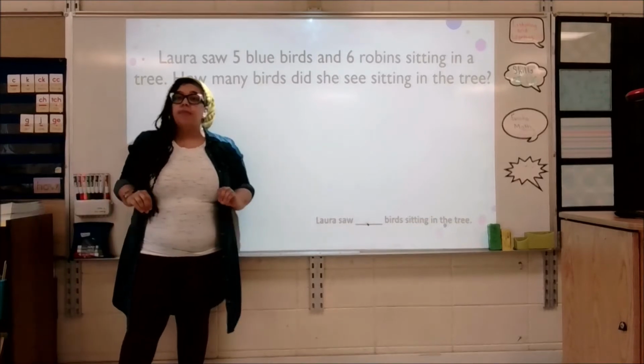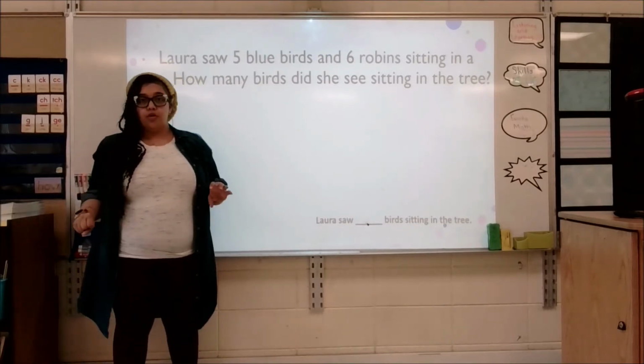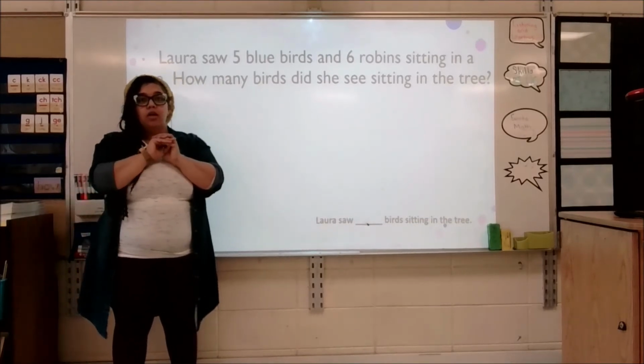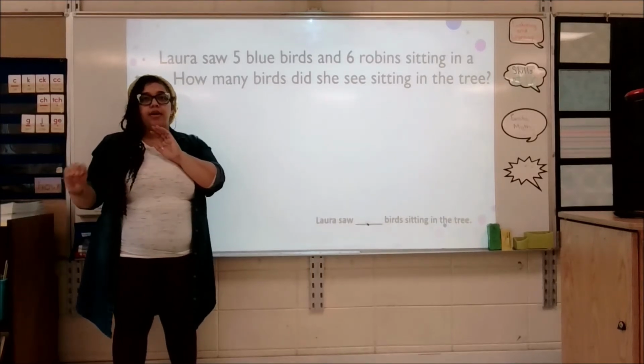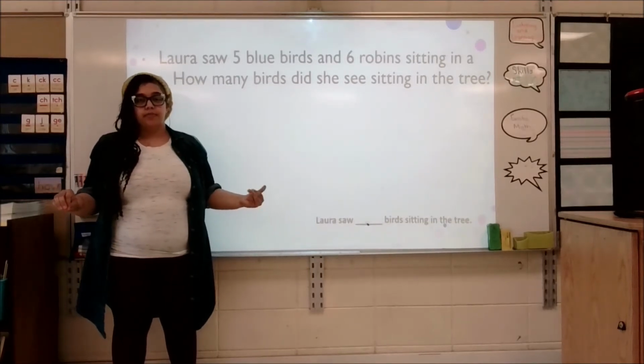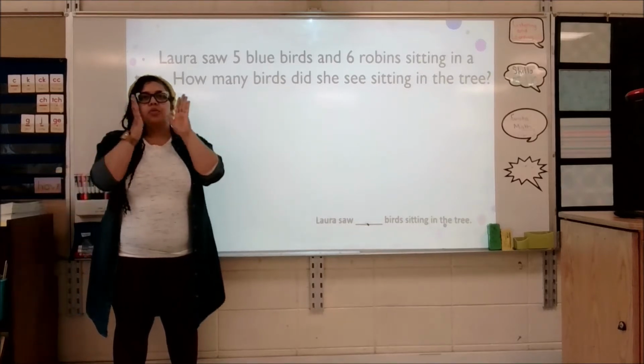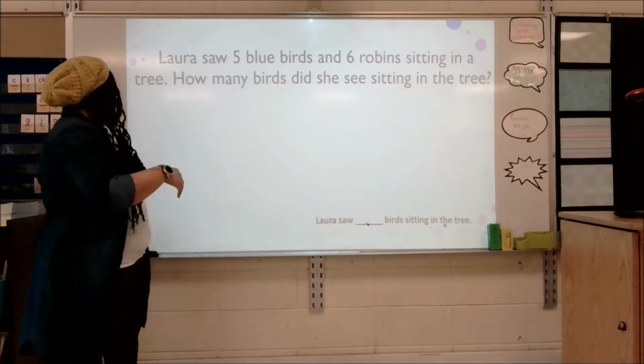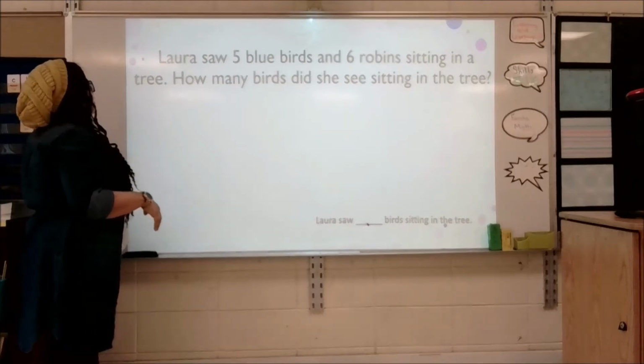All right, now what kind of problem is this? Is this a problem we know the parts and we're looking for the whole? Or is this a problem where we know the whole and a part and we're looking for the other part? We know both parts, we're looking for the whole. So let's draw to represent that using a tape diagram.